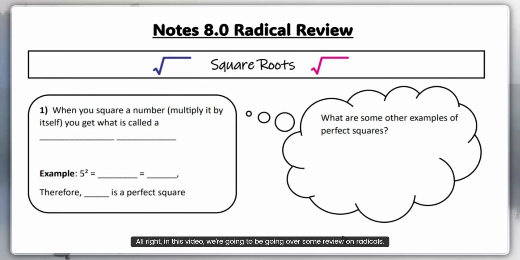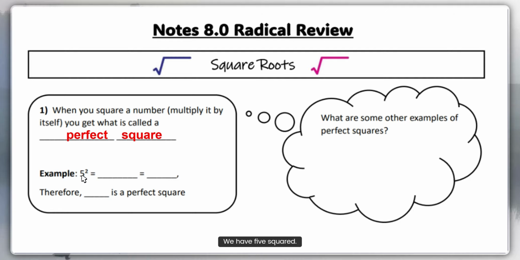All right, in this video, we're going to be going over some review on radicals. So to start, we're going to be looking at square roots. We want to just go over some vocabulary here. As we look at the first statement here, it says when you square a number, which means you're multiplying it by itself, what you get is called a perfect square. An example of this is listed down below.